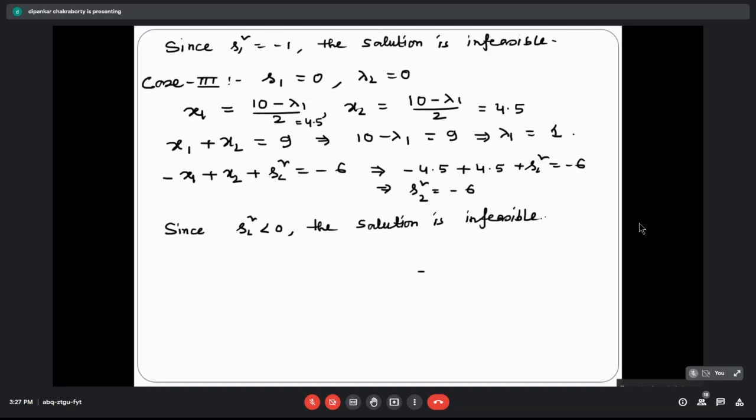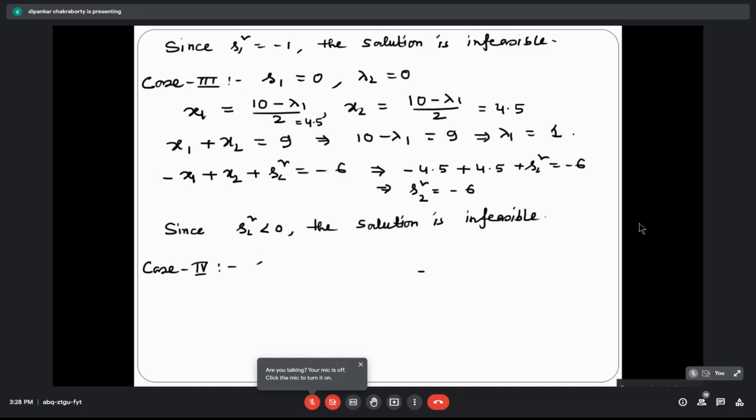So not only s1 square and s2 square, if x1, x2 or lambda 1, lambda 2 come out negative, that solution is also infeasible, because if you remember the necessary condition I mentioned, lambda i must be greater than or equal to 0. And in the problem given to you, it is also mentioned that x1, x2 must be greater than or equal to 0. So all those variables we are going to find out must be non-negative. Okay, case 4, the last case now.